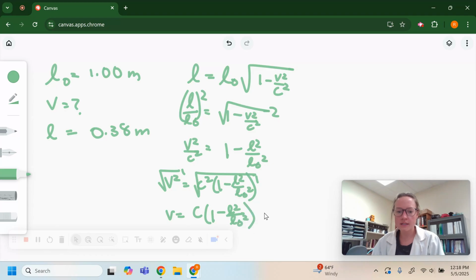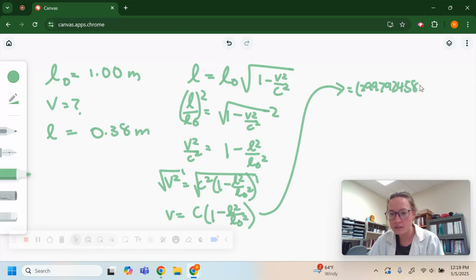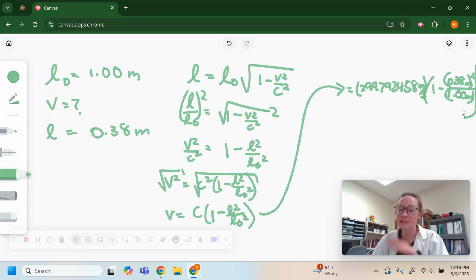Now, you can take the time to plug in numbers here. When you plug in numbers, you plug in for C 2,997,92458 meters per second, and I am going to run out of room here, times 1 minus my L squared, which is 0.38 meters squared. My L is 1.00 meters. I just forgot to put my parentheses around here. Squared. And you can see I'm out of room, but you could imagine that that's squared on the bottom. It doesn't really matter though because it's a 1.